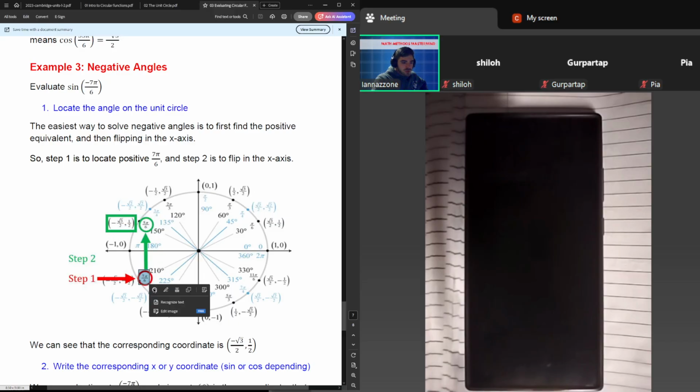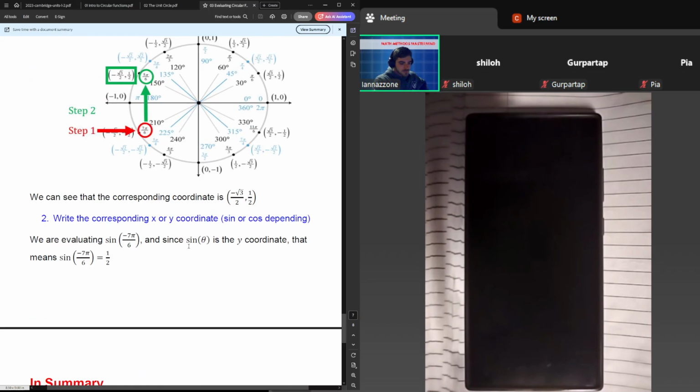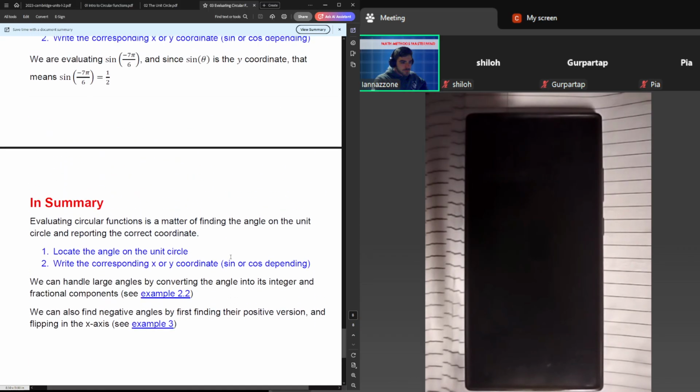You always got to flip to the corresponding pi over 6 type angle. If it was this one, you would flip to the 3 pi over 4. If it's this one, you would flip to the 2 pi over 3. That's all it boils down to. You're just trying to figure out where am I on the unit circle, and then give my x or y value that corresponds to that. That's pretty much it.